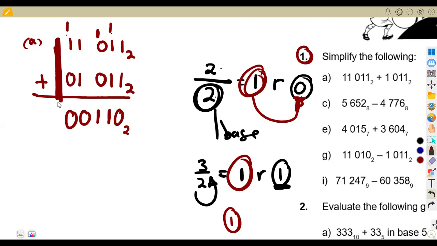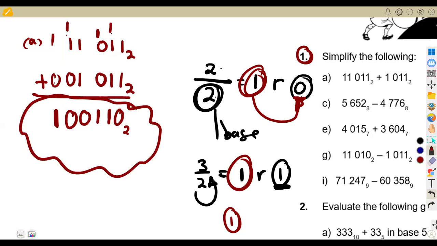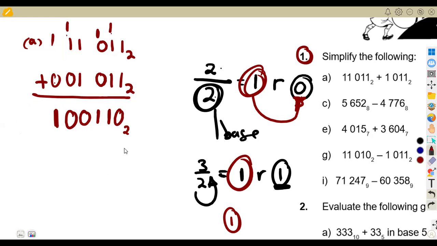There is nothing there, so we add the carried 1. Then here we've got a 0, so that's 1 plus 0, which is 1. 1 is less than the base, so we can write this 1 in base 2. So that is the concept of your addition.